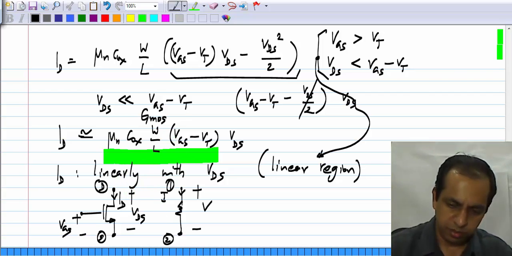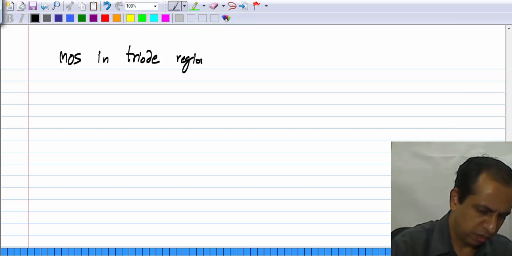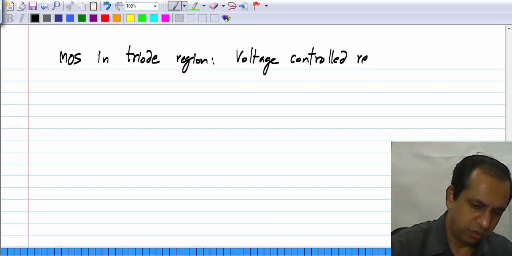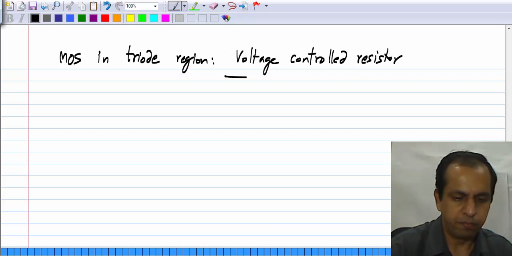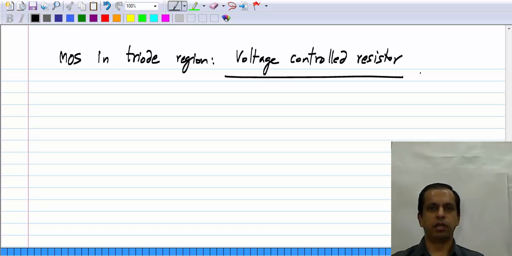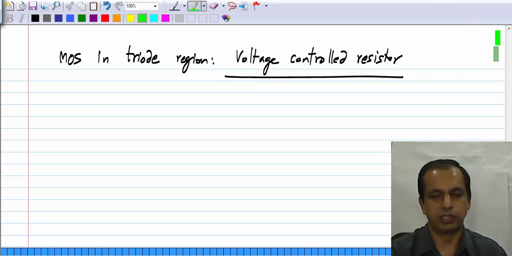MOS transistor in triode region is a voltage controlled resistor. Okay. In general, anything that is electronically tunable is useful, because you can use it for some useful function in the circuit. You know, first of all, even without knowing a lot of details of electronics, you know that lots of things are electronically controlled these days, and an electronically controlled resistor is also useful in a similar sense. Okay.